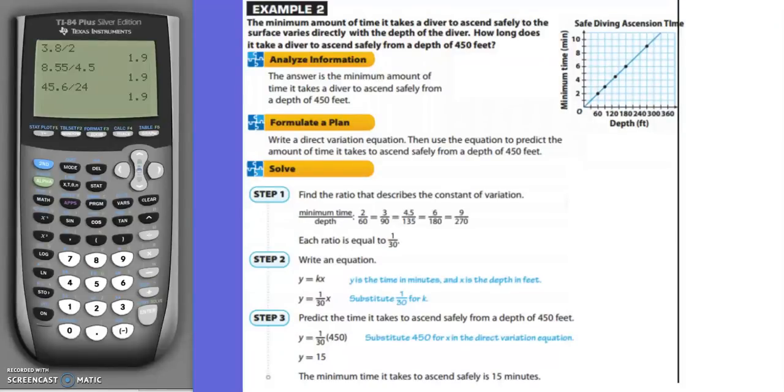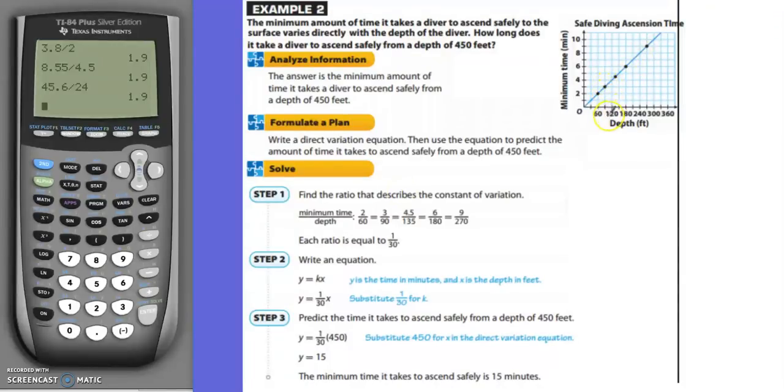All right, with example 2, the minimal amount of time it takes a diver to ascend safely to the surface directly varies with the depth of the diver. How long does it take a diver to ascend safely from a depth of 450 feet? All right, so the answer is the minimum amount of time it takes the diver to ascend safely from 450. Well, if we take a look at the ordered pairs, the first ordered pair is 60, 2. So if we do y divided by x, 2 divided by 60, I get 1/30th.